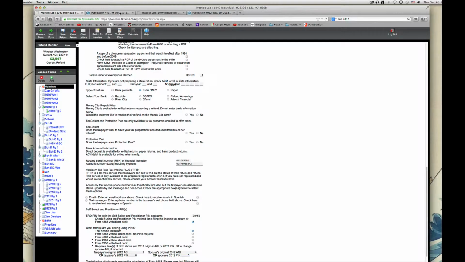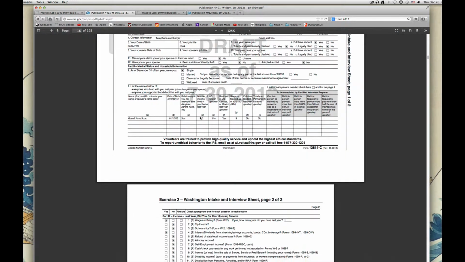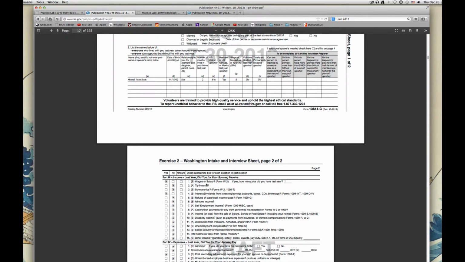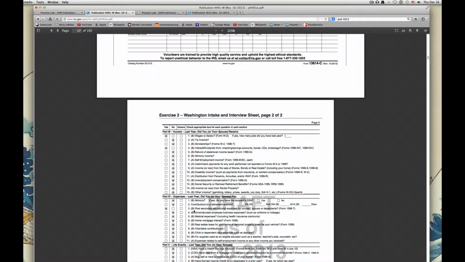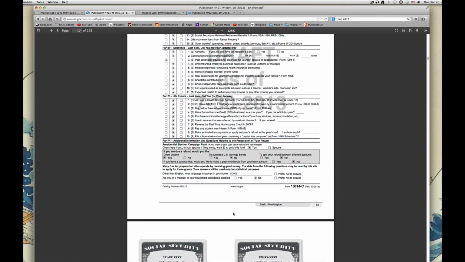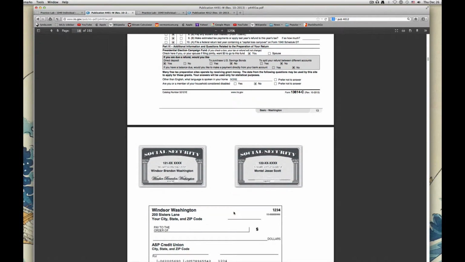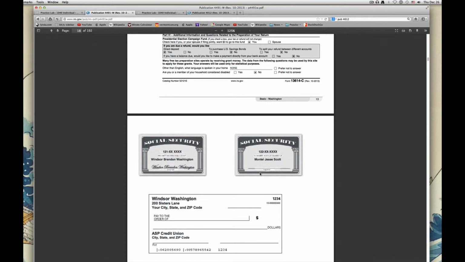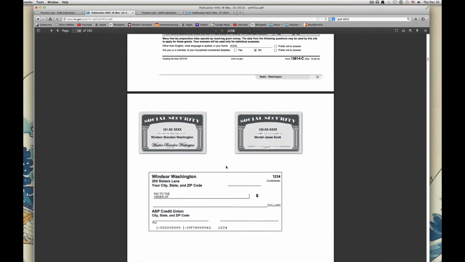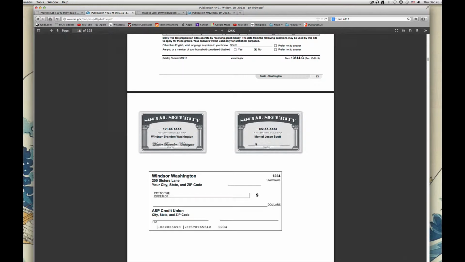And let's see what we have for forms. So he had wages. We'll have a W-2. We have interest income, post-secondary education expenses. And that's about it. So, okay. Let's see. We have Montel, Jesse, Scott. We can see why or why not this person was being claimed as a dependent.